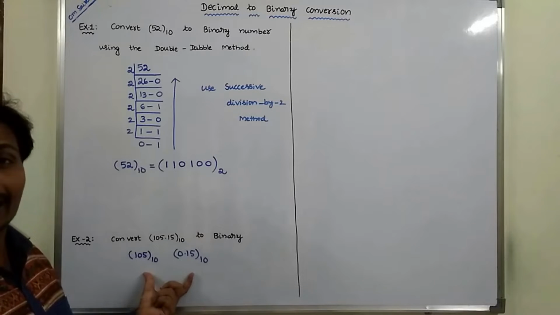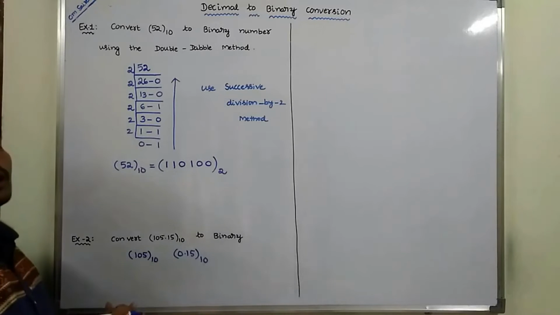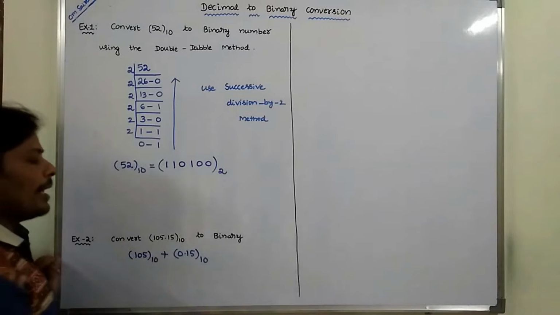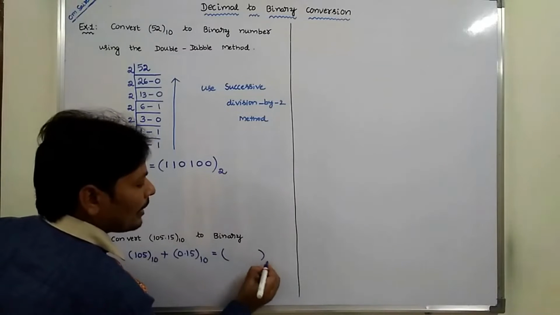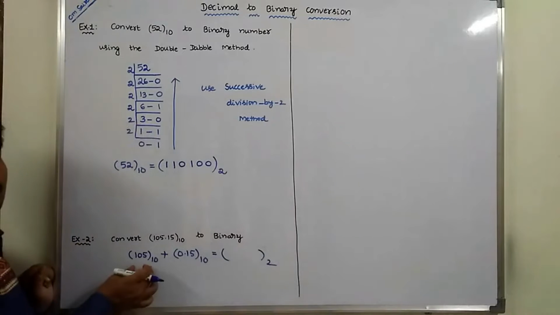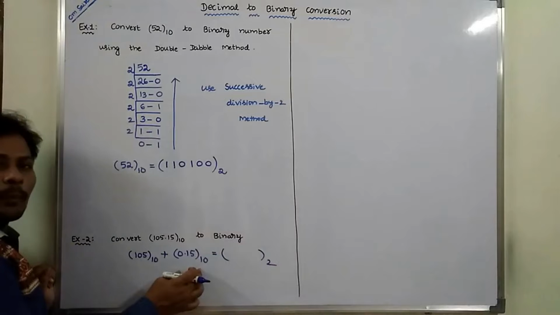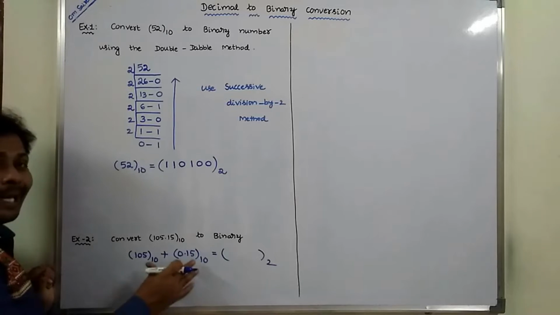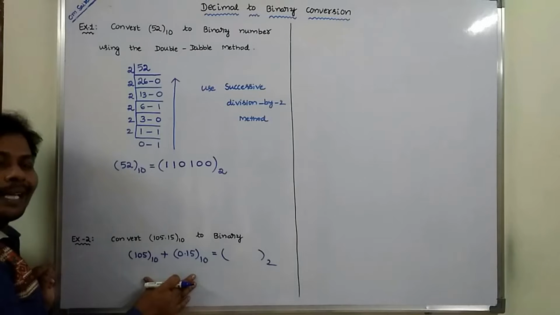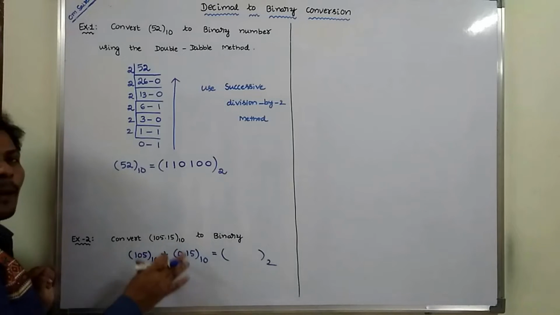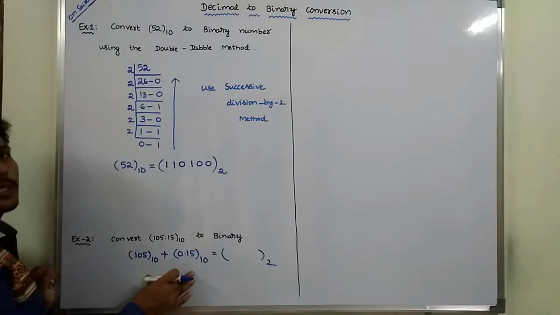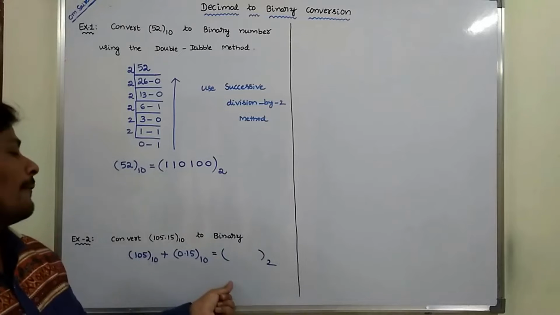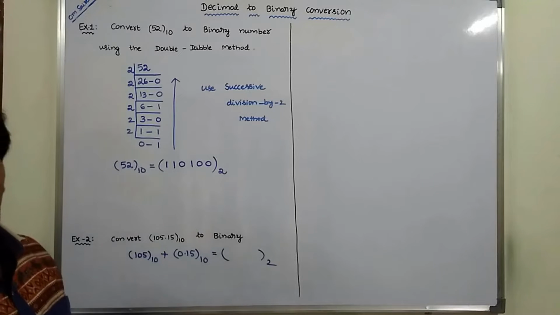Once we are getting the result, then we have to combine these two sub-problems. Then we are getting the equivalent binary number. So this is sub-problem 1 and this is sub-problem 2. We have to solve these two sub-problems individually. Once we are getting the result, we combine the results of the two sub-problems to get the equivalent binary number for the given decimal number.